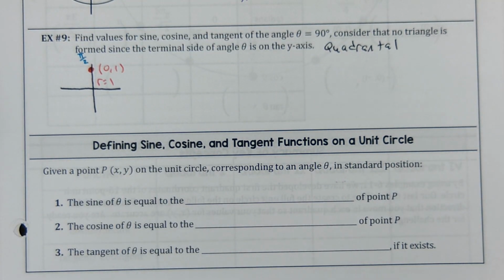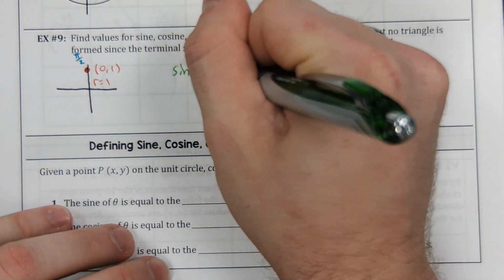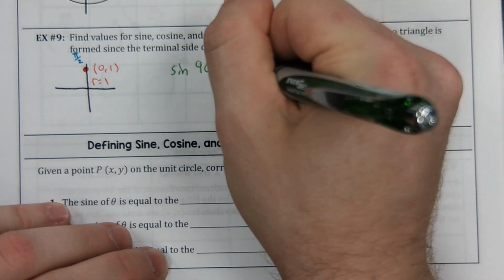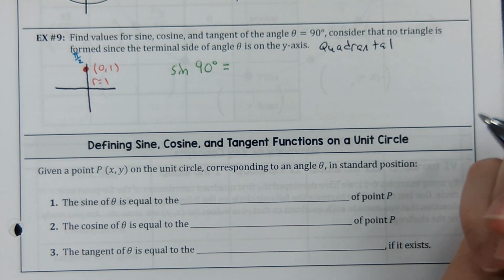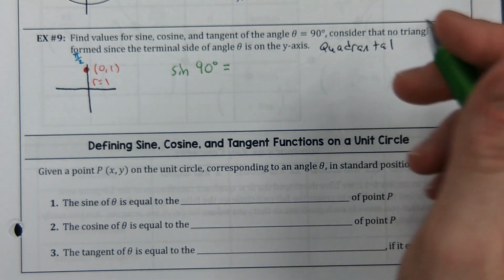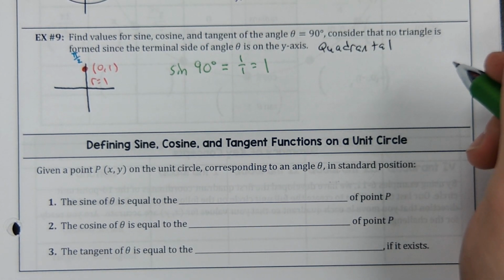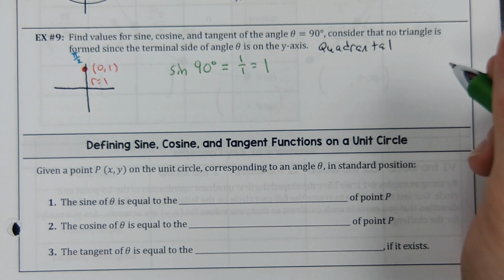And you could do this now with no triangle if you know your x, y, r. Sine of 90 degrees, which is pi over 2, uses y over r. Well, what is y? 1, and r is 1. So sine of 90 degrees is 1. It's y over r.